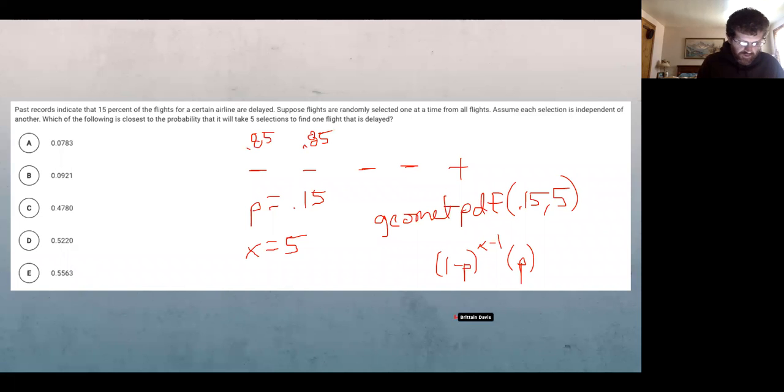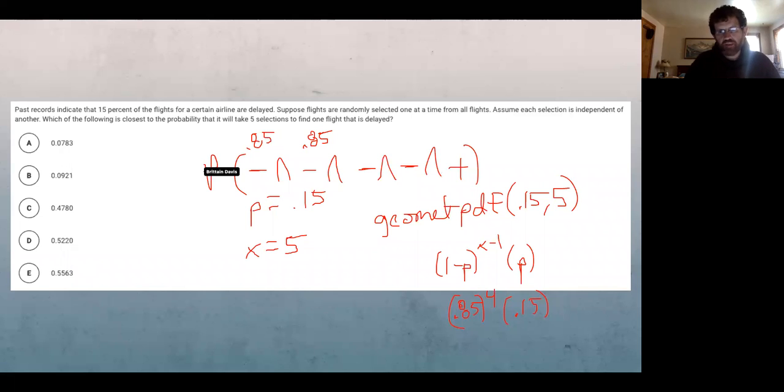So now I can do 0.85, not to the fifth power, but to the fourth power. And then the probability of success is going to be 0.15 that last time. So you could do your calculation that way if you wanted to, because we're not thinking of it as a geometric, but we could really just think of it as a straightforward probability problem. I want not delayed and not delayed and not delayed. So I could just keep doing this kind of calculation, wherever your mind takes you. But geometric PDF will get the job done as well.